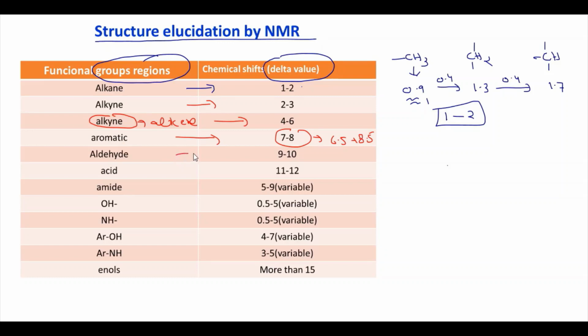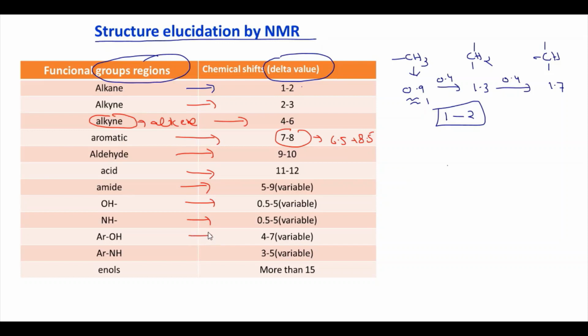Next is the aldehyde proton which starts from 9 to 10. Next is acid which starts from 11 to 12. Next is the amide proton which starts from 5 to 9 and it is variable, and I will tell you why it is called variable. Next is the OH proton which starts from 0.5 to 5. Next is the NH proton, it also starts from 0.5 to 5.